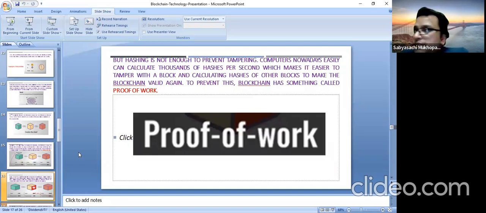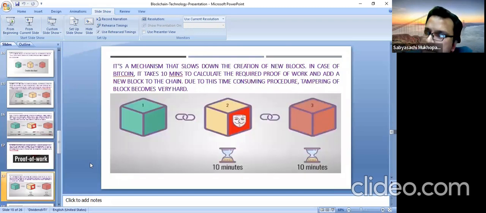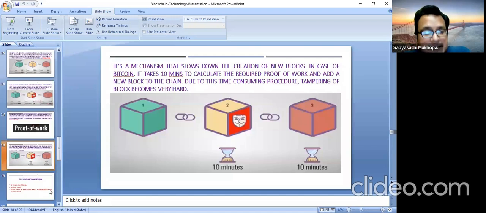So that's the reason we are going with the proof of work concept. So what does this proof of work do? It will basically slow down the overall creation of a new block. For example, the Bitcoin, as we all know, is one of the popular examples related to blockchain. It takes 10 minutes to calculate the required proof of work. So you can understand that holistically it is slowing down the process. If each new block creation takes 10 minutes, then formation of the entire blockchain will take a lot of time. So due to the time-consuming process, it is very difficult to replicate it.